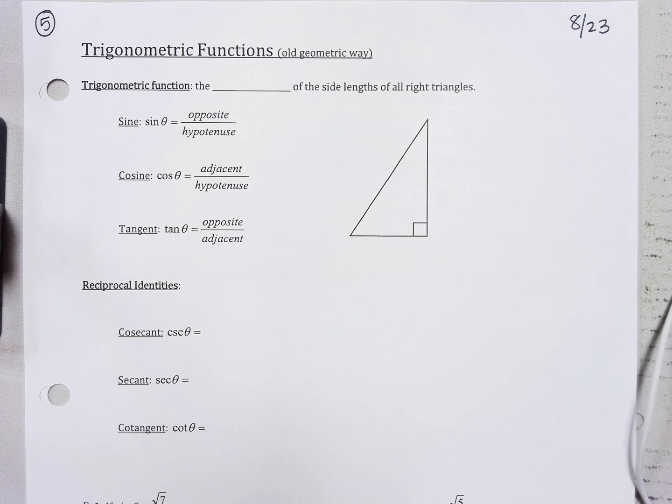Okay, we're finally getting into trig today, so we're going to talk about the trigonometric functions. There are the three that you're familiar with of sine, cosine, and tangent, but we also have reciprocals for all of these different trig functions. So we'll talk about those with cosecant, secant, and cotangent.